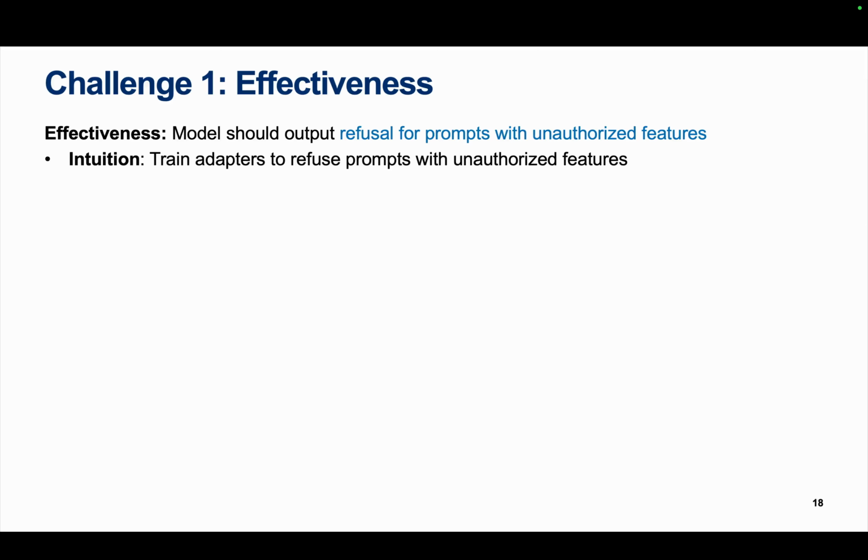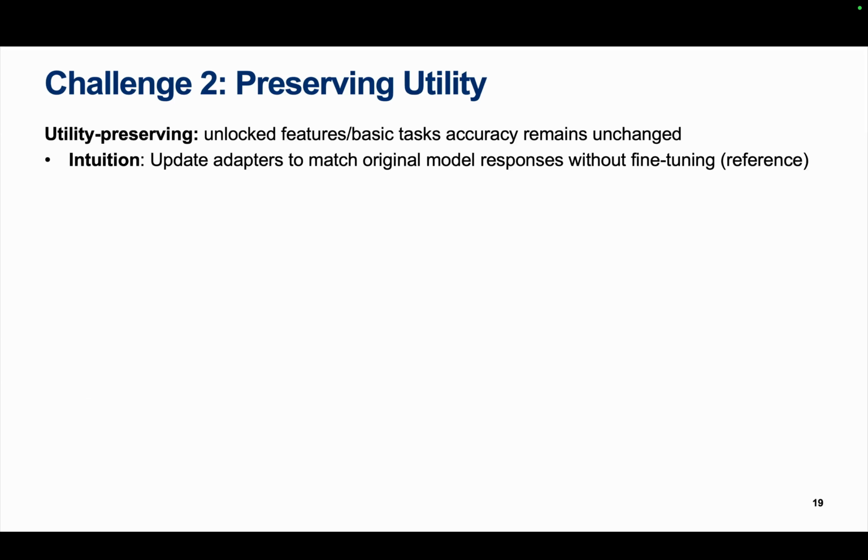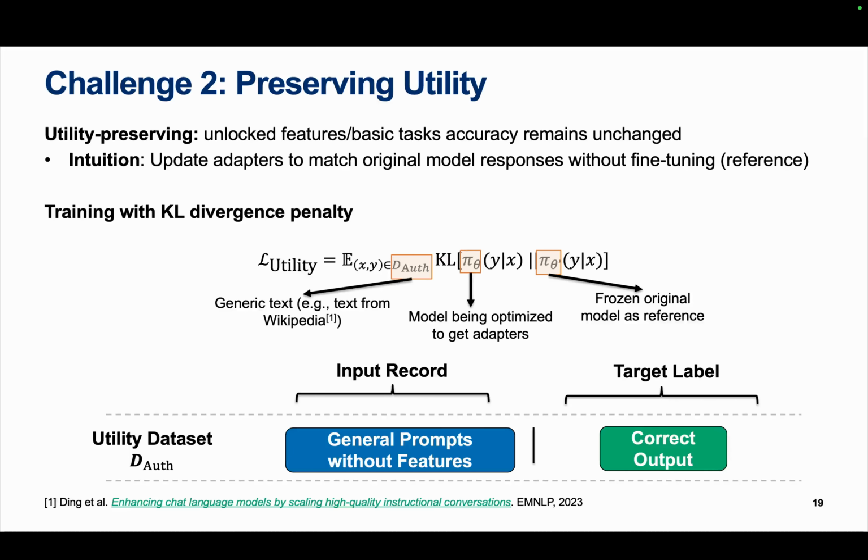To address the first challenge, we will perform simple refusal training using SFT. So we will construct this dataset consisting of prompts with unauthorized features, and they correspond to a refusal output. To preserve utility, we will collect a dataset consisting of generic text from the internet, and we will train with the scale diversity penalty so that we'll make sure the policy doesn't drift too much from its normal behavior.